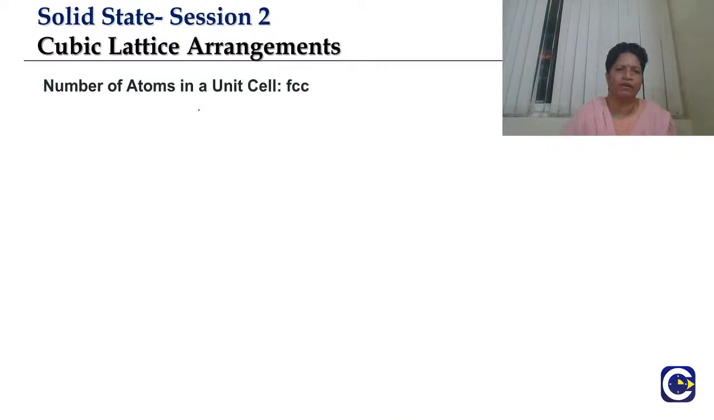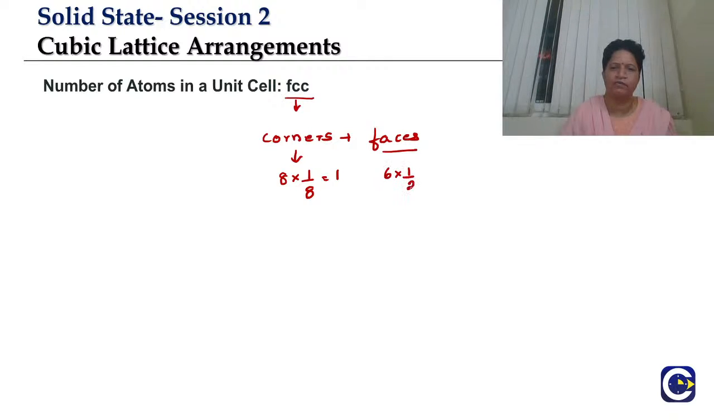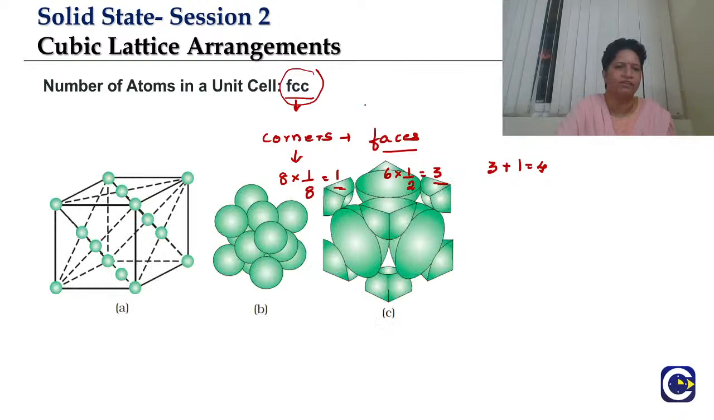Number of atoms in an FCC. In FCC, where do we have lattice points? Corners plus faces. Corners is 8 into 1 by 8, so the contribution will be equal to 1. Faces is 6 into 1 by 2, which is equal to 3. So total, how many are we getting? 3 plus 1, 4. So the effective number of atoms in a unit cell of FCC will be equal to 4. Let's also look at the picturization of it.